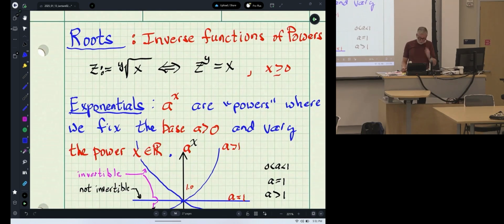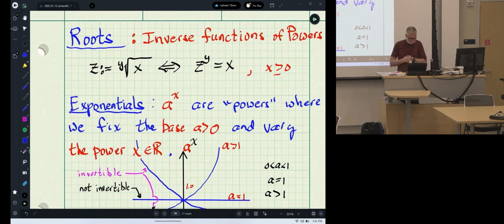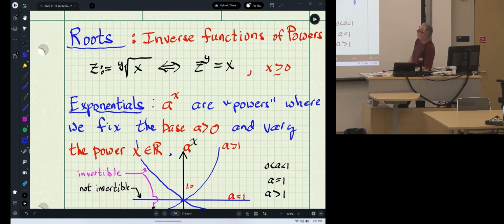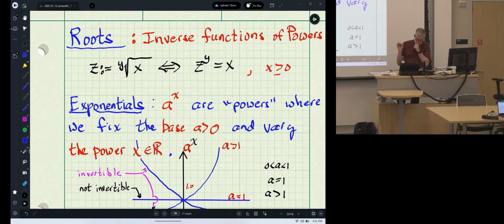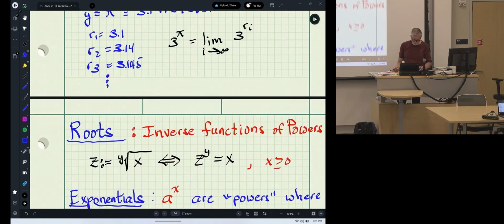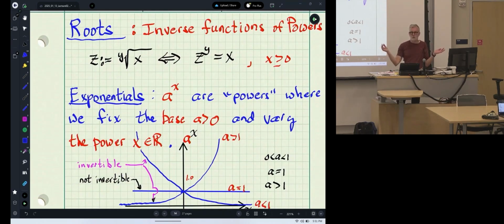Okay, so let's look at the inverse functions of powers. And so here what I'm emphasizing is how you write down definitions. So what does it mean that a real number z is the yth root of a real number x? Well, its definition is that if you have z and you raise it to the power of y, you get x. That's the definition. That's what roots mean. And since we've defined powers for arbitrary real numbers, we now know how to do roots for arbitrary real numbers.